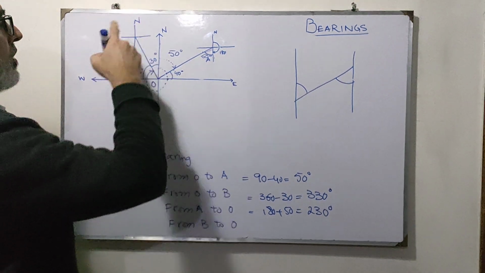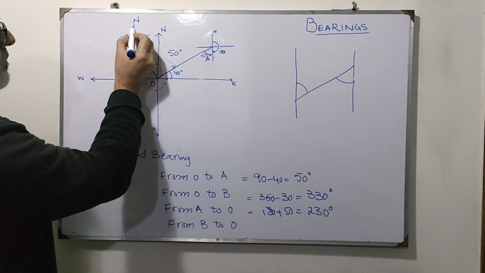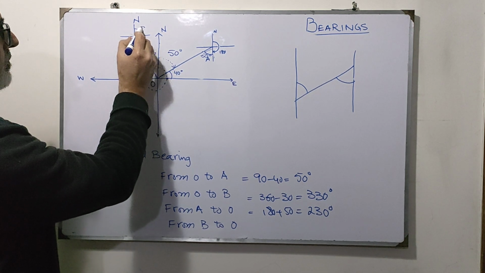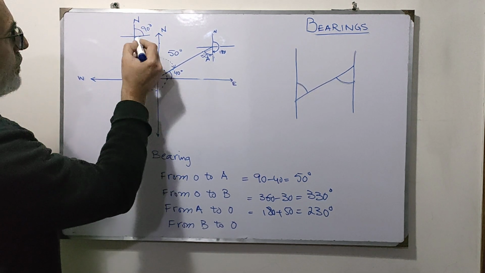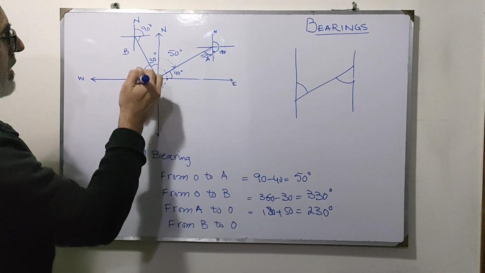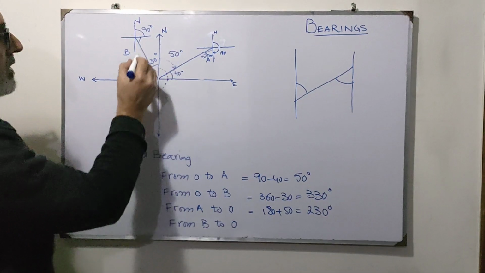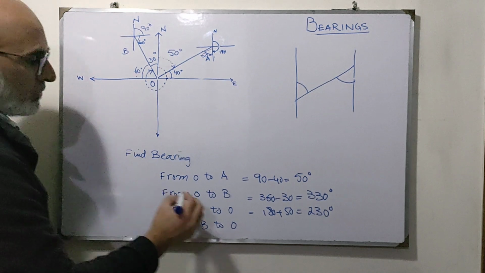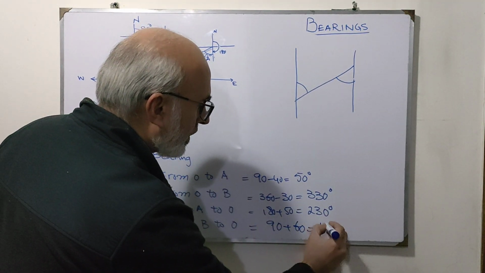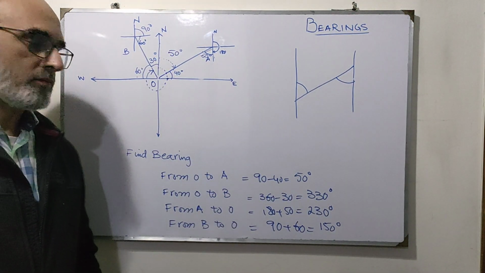Now we're going to measure the bearing from B to O. Starting from north, this is 90. Now we need to know this angle. This is straight, this is straight, and this is a transversal between them. So if this is 60, this is also going to be 60. So it will be 90 plus 60, which is 150. So we have calculated all the bearings which were required.